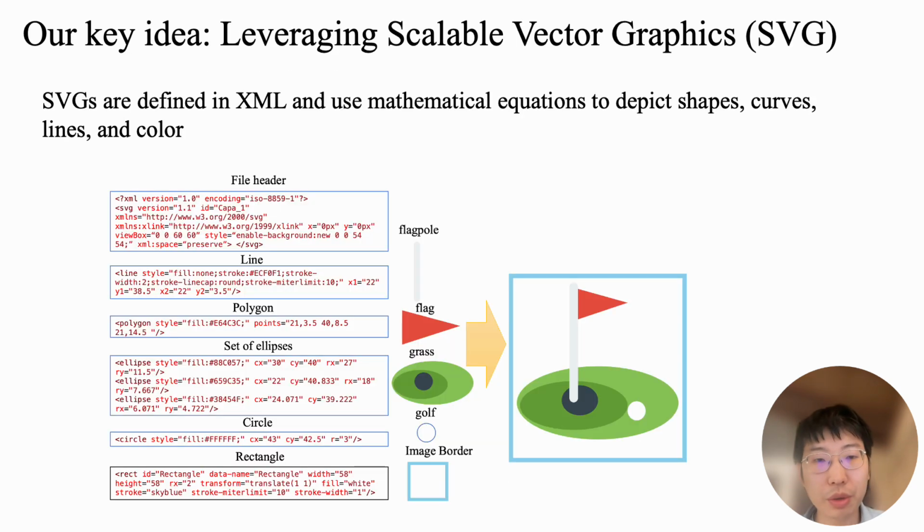Luckily, in computer vision, we do have such a format. Our key idea is to leverage Scalable Vector Graphics, short for SVG, in our paper. SVGs are defined in XML format and use mathematical equations to depict shapes, curves, lines, and color. As you can see from the image, one golf course can be decomposed into several geometry primitives, and each geometry primitive is described by one code block. Here, the code block includes key information such as color and object shape.